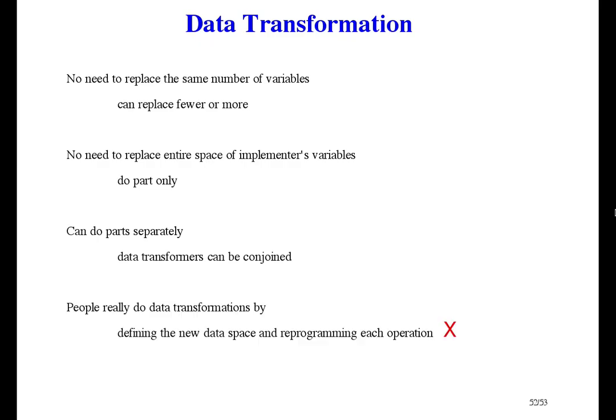What you see people do in practice is to define a new data space and then reprogram the operations. That way, you don't know if you got it right or wrong. People make mistakes and they don't know they've done so. So we get bugs. What they should do is write a data transformer. Then you don't have to think up new operations. The transformer tells you all the possibilities. And if you make a mistake writing the transformer, you find out because you get an unimplementable specification.